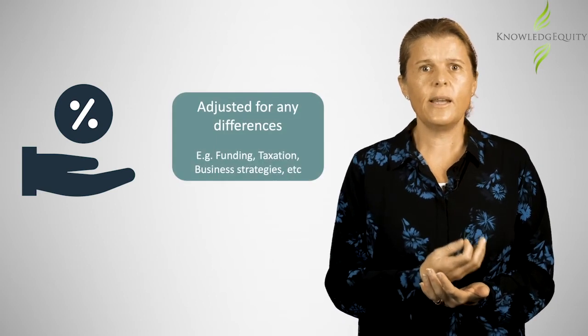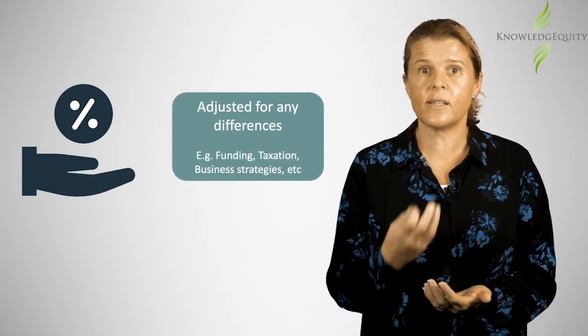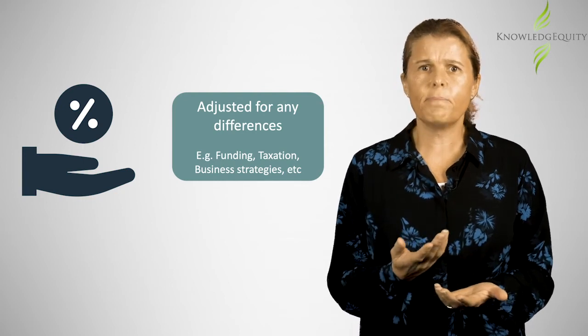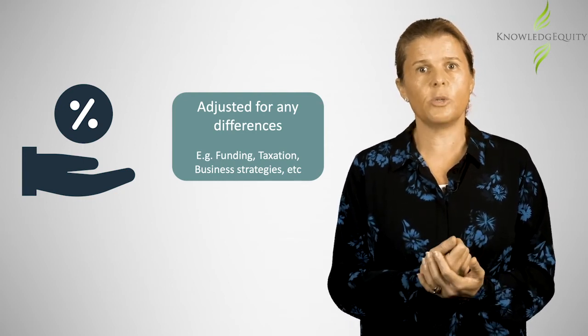Comfort could use this ratio to determine the comparable arm's length price it sells the garments to a related Korean entity. Comfort, in doing so, might need to take into account any differences between its competitors and itself, such as different business strategies and funding arrangements.